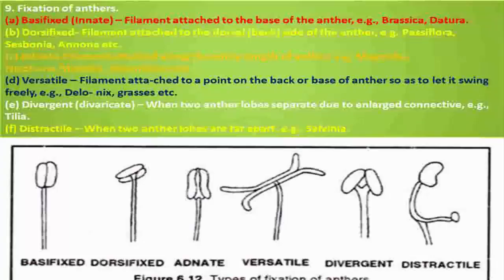Now comes dorsifixed. Filament is attached to the dorsal side of the anther. This is your dorsal side of the anther. For example, Passiflora, Sesbania, Annona.